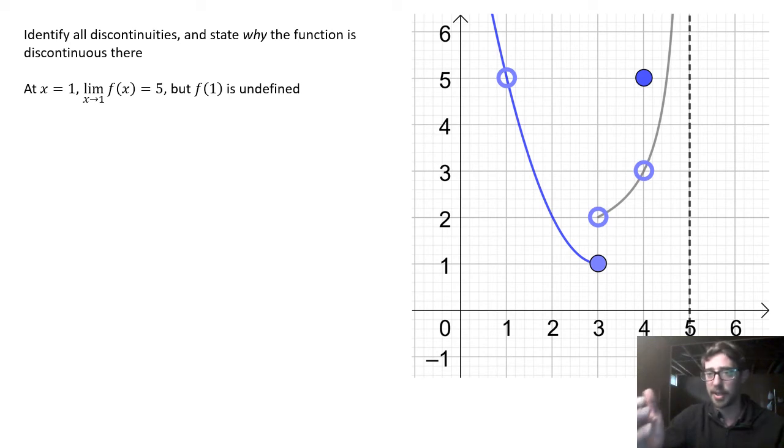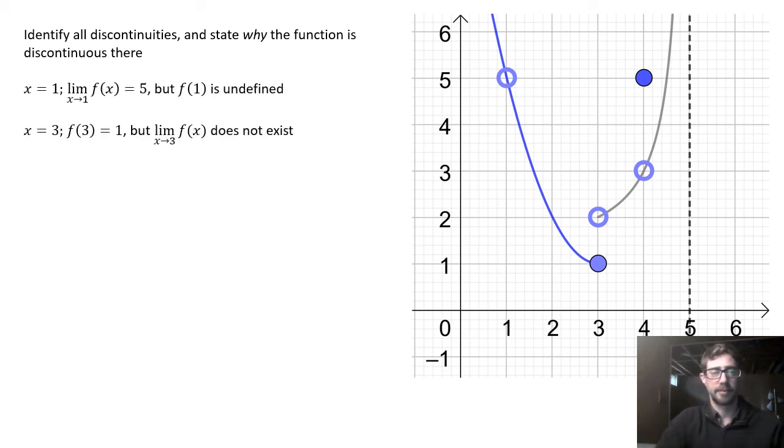The limit doesn't exist there. Right, so if you're being really thorough, you'd say, okay, f of 3 is fine, f of 3 is 1, but the limit doesn't exist. You wouldn't have to tell me why. If you wanted to say that it's different coming from one side rather than the other side, that's great, but this is perfectly sufficient.